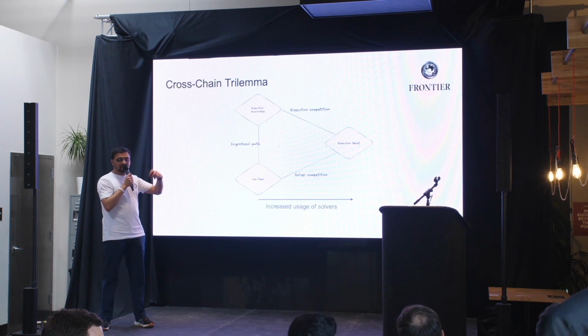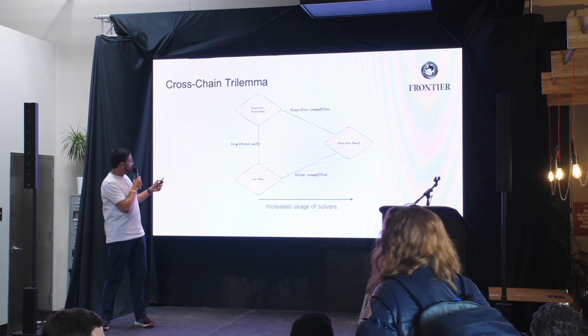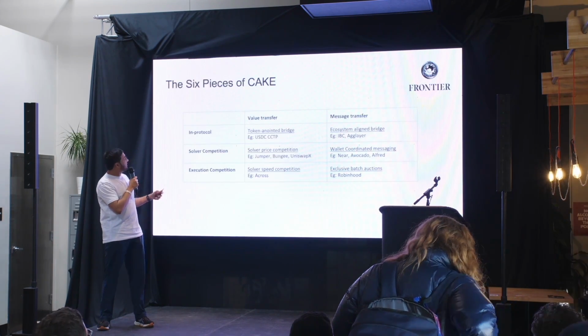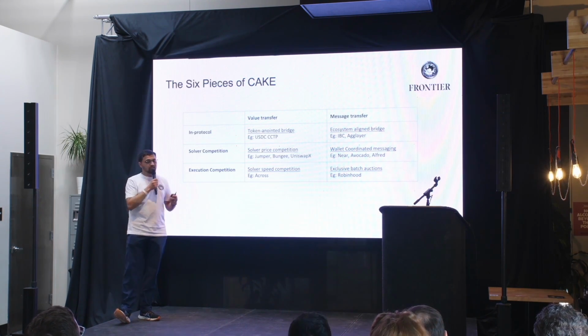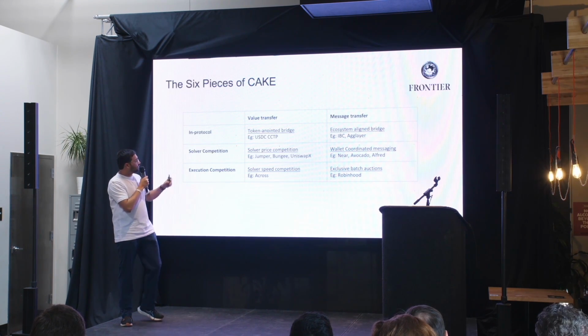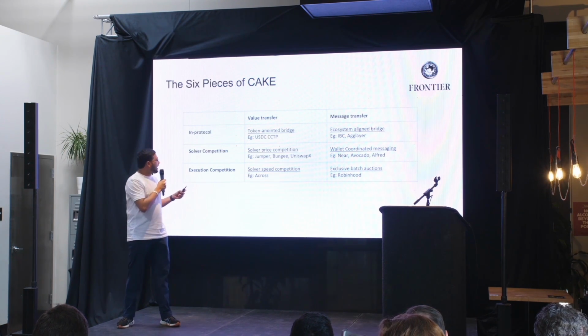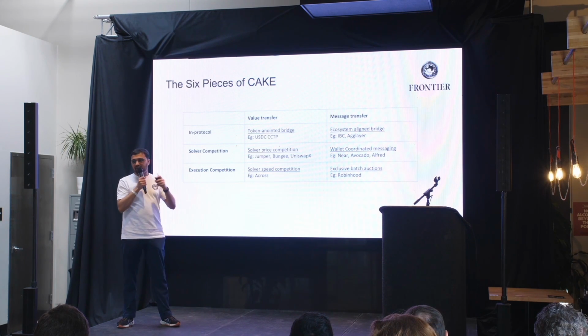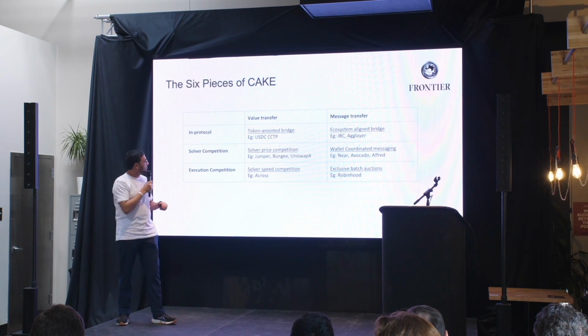And looking at these 4 trade-offs that an application needs to make, and this cross-chain trilemma, you get 6 pieces of cake, or 6 different designs that basically emerge, where the user can choose whatever they want depending on what they prefer. And these 6 different designs compose very nicely with each other, and they have their own product market fit.